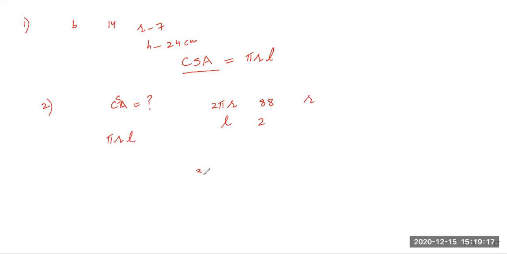Third sum. The radius and vertical height of a cone. Radius r is 5 centimeter and vertical height h is 12 centimeter. Okay, guys. Then find the curved surface area. Very simple. CSA. Yes, tell me. Pi r L. Okay, that's good.